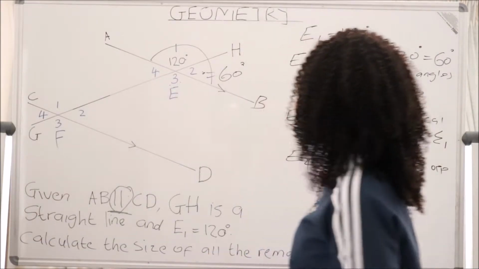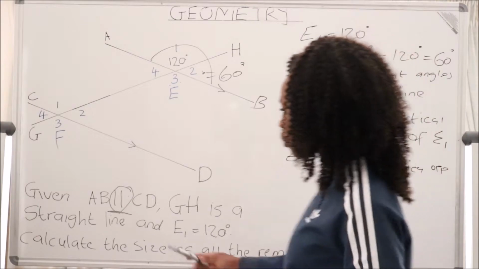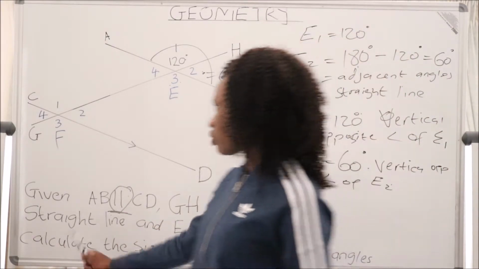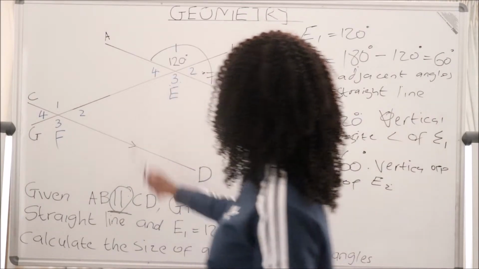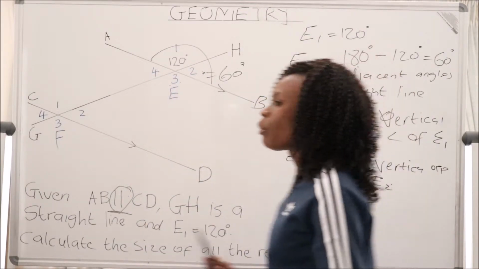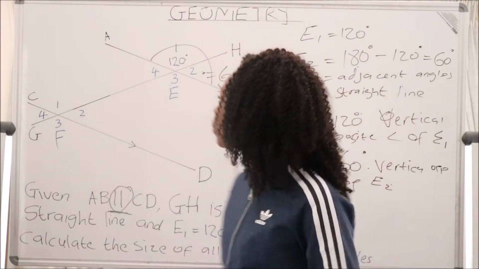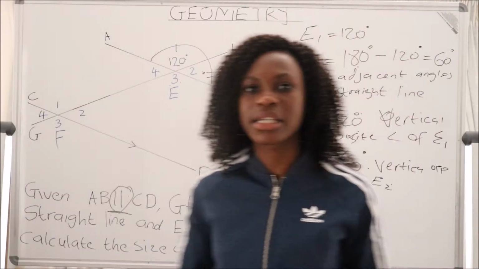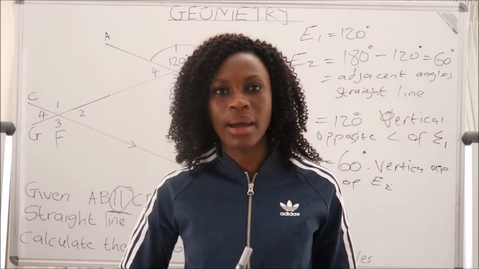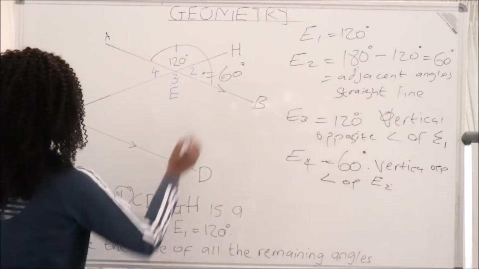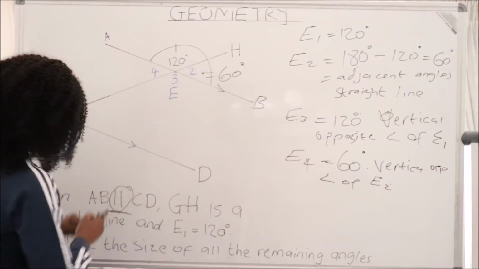All right, so what we are told in the question is that AB is parallel to CD, and GH is a straight line. Now that those two lines are parallel, what do we know about parallel lines? When we have parallel lines, we also know about alternate angles. Alternate angles are those angles that form the shape of a Z. The angles that form the shape of a Z in this case are along this line here.